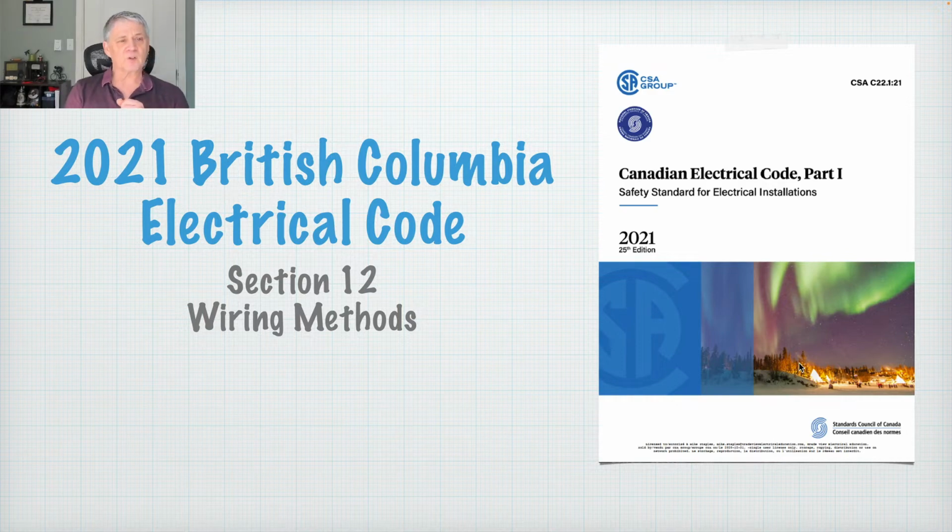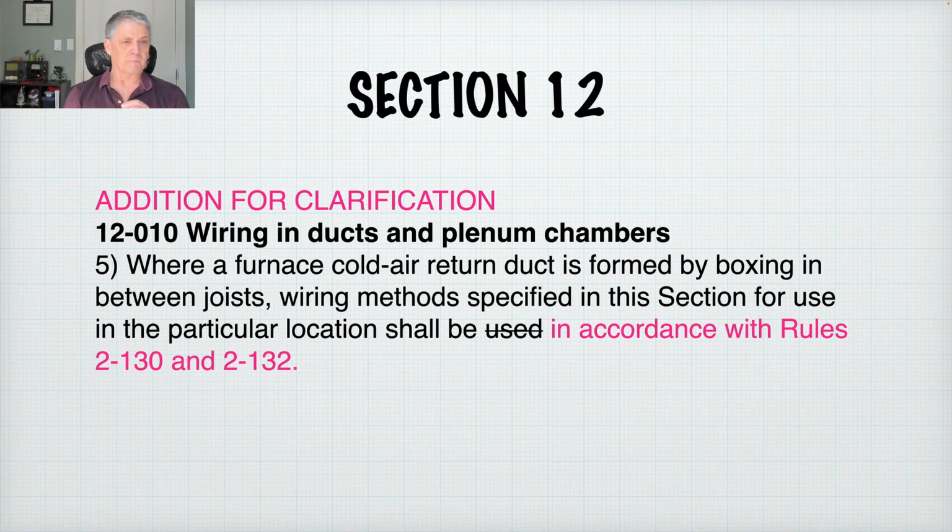All right, let's go into the changes for 2021. Okay, addition and clarification: wiring in ducts and plenum chambers. Where a furnace cold air return duct is formed by boxing in between joists, and these are wooden joists, wiring methods specified for this section for use in this particular location shall be in accordance with rules 2130 and 2132. What are those rules?